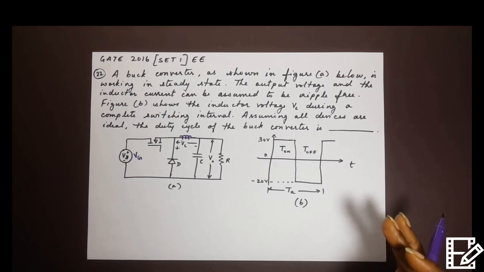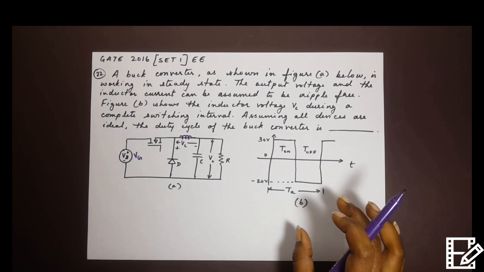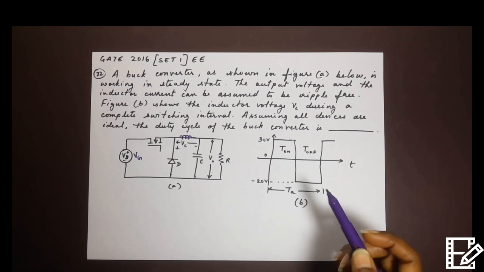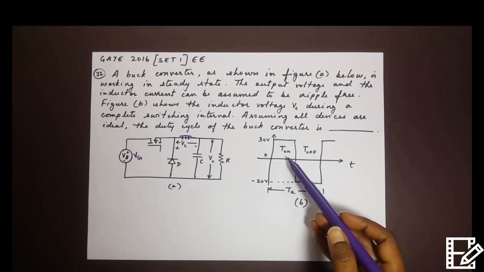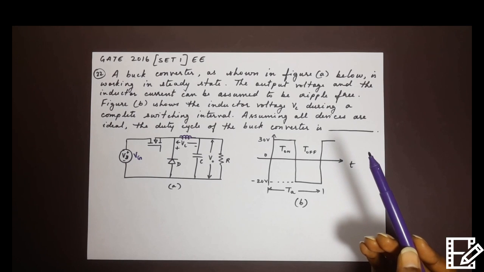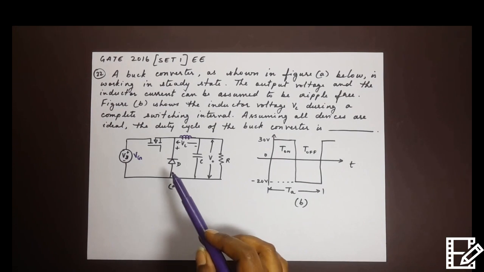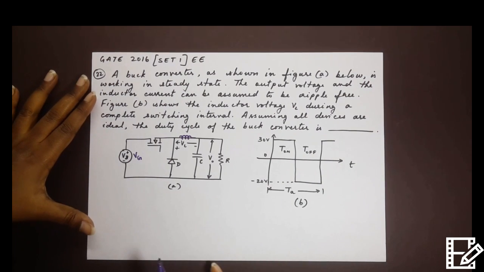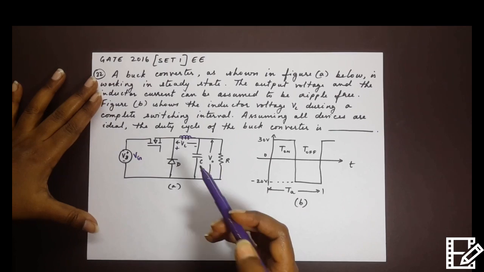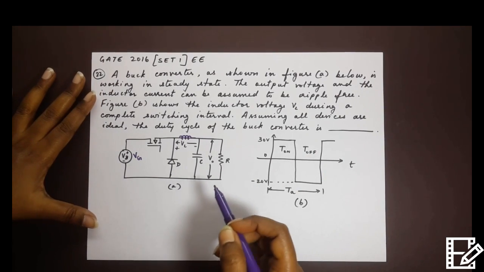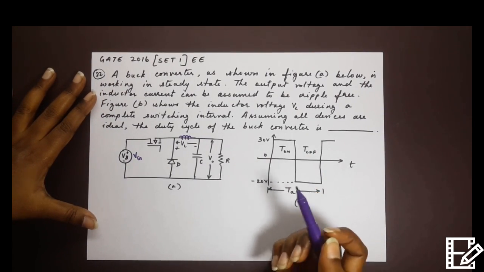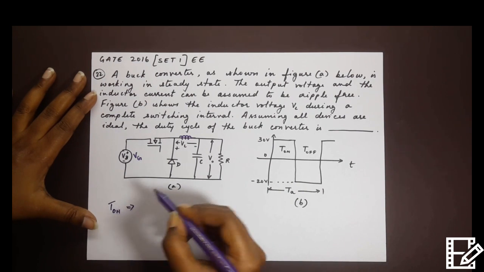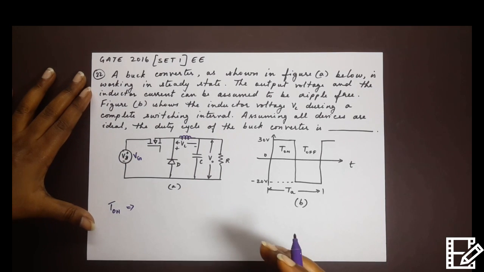So let's start with the first part. We'll work on the waveform given here. During the on period, let's write one equation, and during the off period, we write another. So corresponding to the figure, let's write an equation during the on period. Now during the on period, the circuit is working. The circuit works during the on period. So during T on, let's write the KVL equation over here.